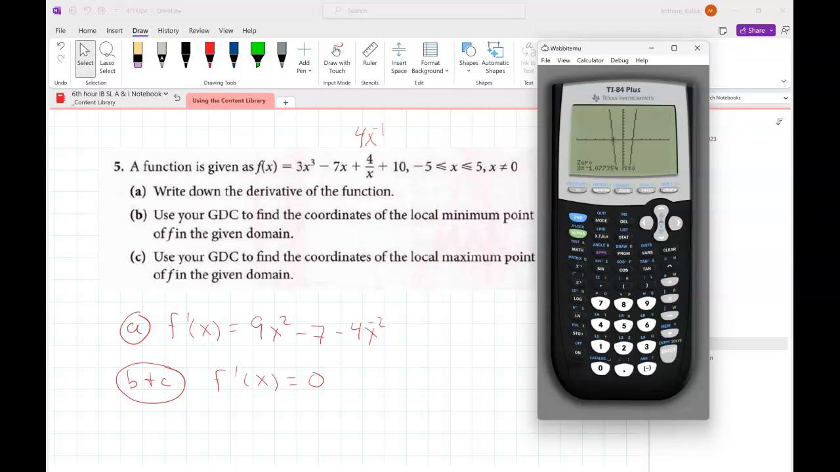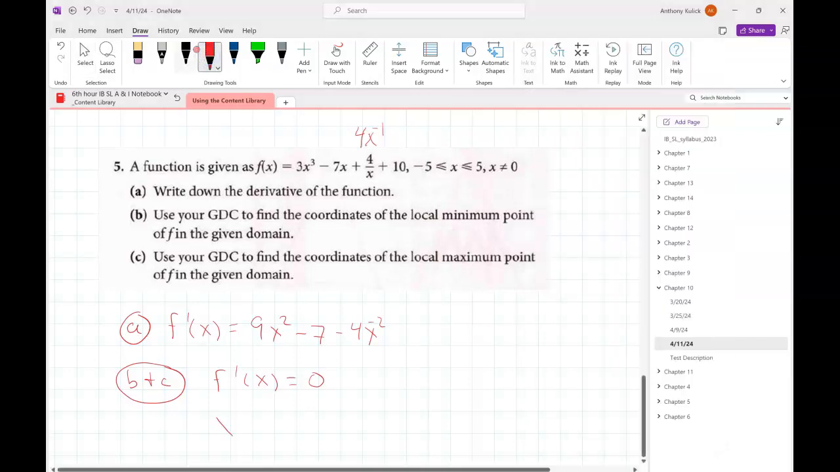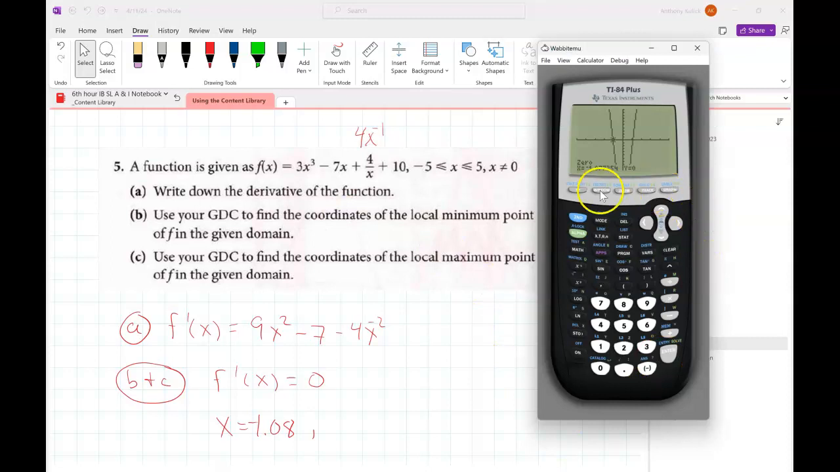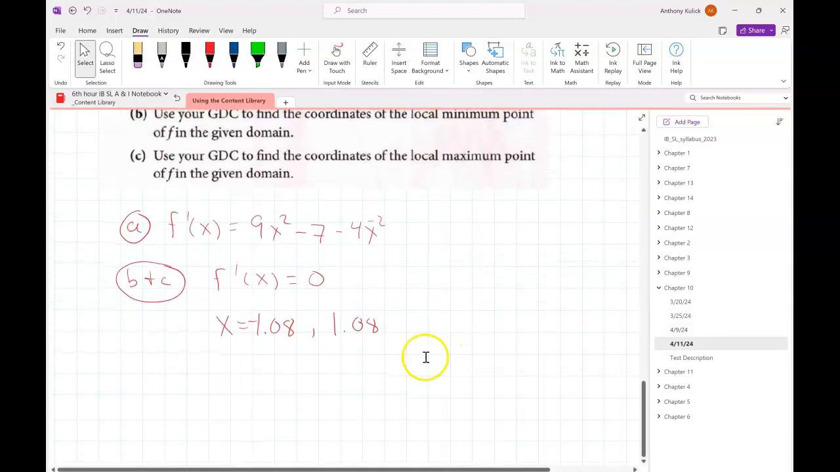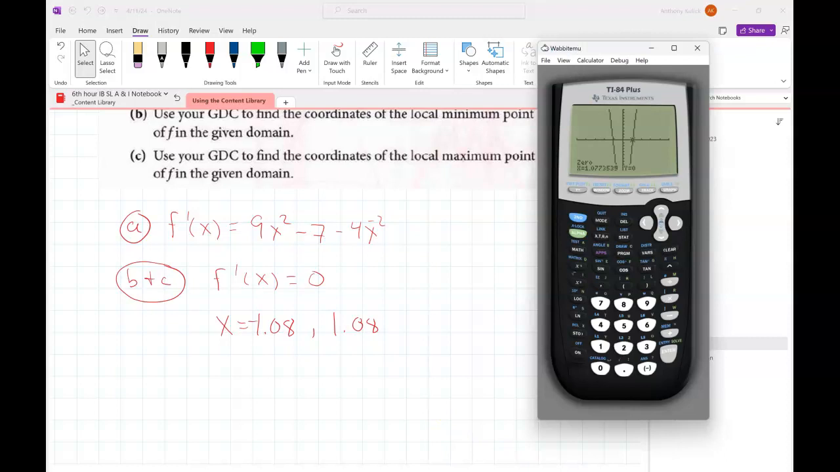So we have x equals -1.08. I'm going to round to 3 sig figs. And then we have positive 1.08. How can I tell which one is the local min and which one is the local max?